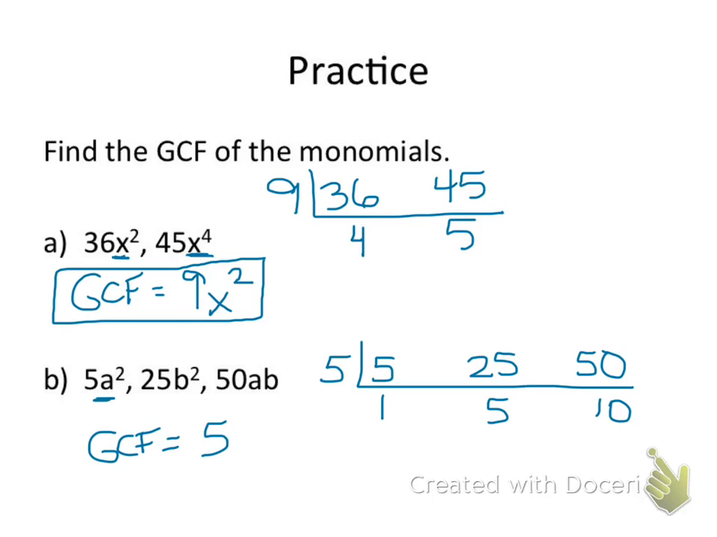Notice this has an A. There are 0 A's and only 1 A here. The first monomial has 0 B's, 1 B and 1 B. Therefore, there are no variables in common that we can include for our answer.